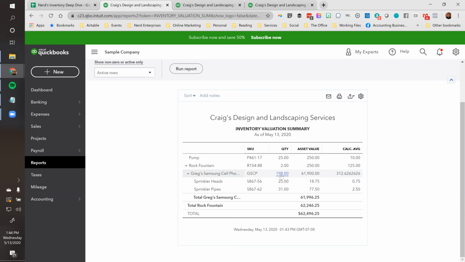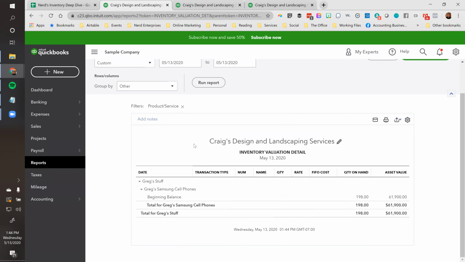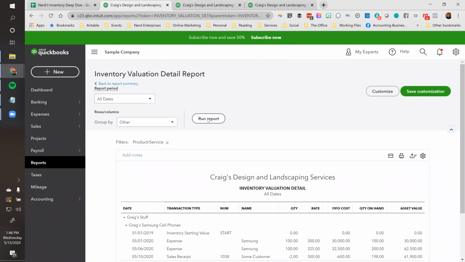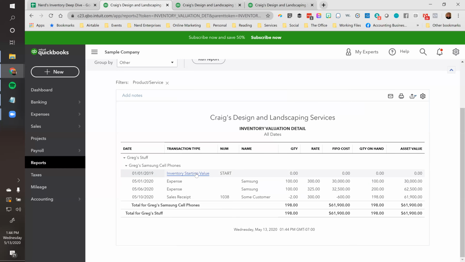Now, if I click on this quantity, of course, I can see the details. Let's do all dates, and now I can see everything. So we started out at 0, right? We purchased 100 at 300 for 30, and another 100 at 325 for 32.5. And now we can see our sales of 200. This is the cost rate, showing me that it calculated 300. FIFO cost 300, quantity on hand 198. So this is a really good report to audit this stuff and make sure you understand exactly how things have flowed.